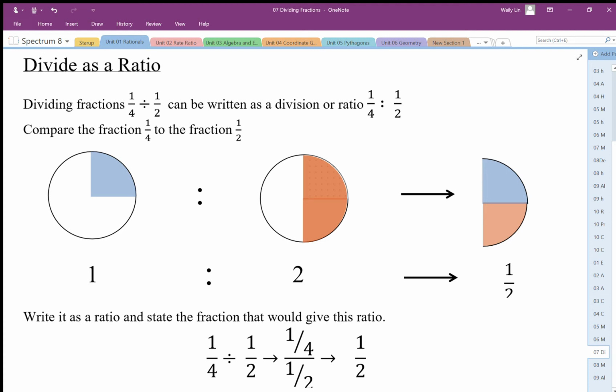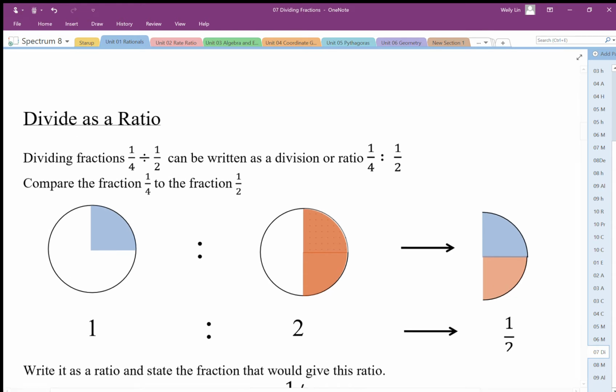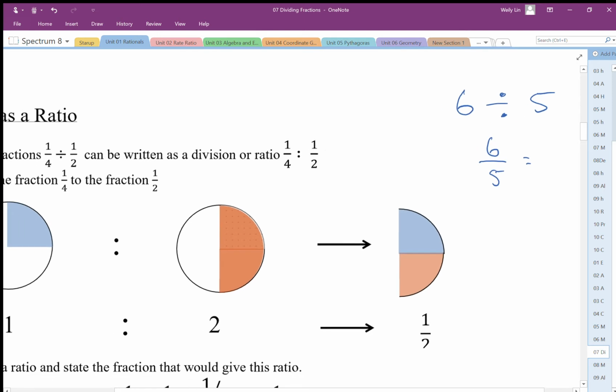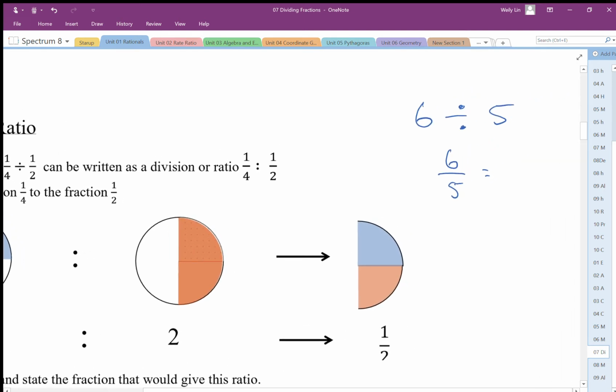So another model we can use for division is as a ratio. When we divide two numbers, we can think of it as a ratio of two numbers. For example, if I do 6 divided by 5, really what we're doing is comparing 5 parts to 6 parts, right? We can do 6 divided by 5 and compare these parts, 6 parts to 5 parts whole. Okay, so we can look at divide as a ratio of two parts.